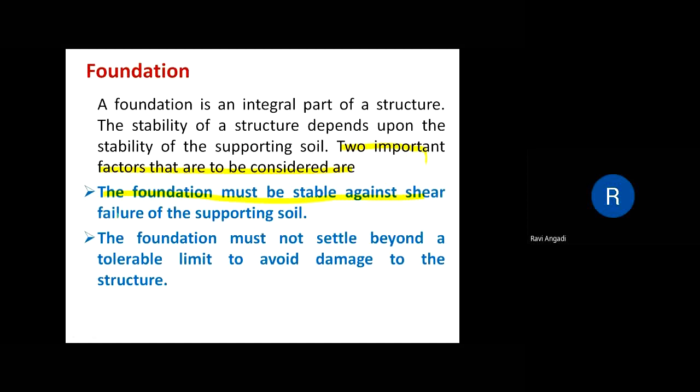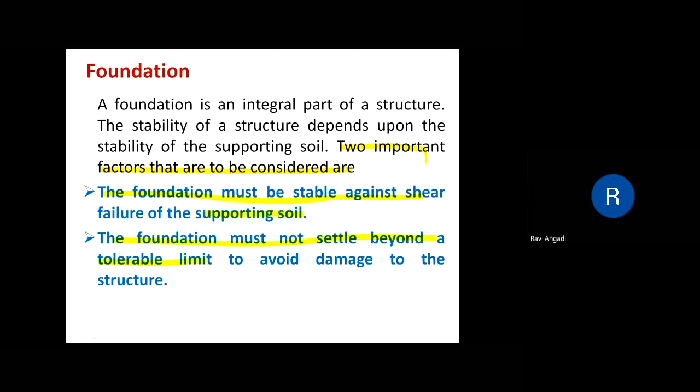Whatever foundation or footing you design, it should not fail by shear. That is, the foundation must be stable against a shear failure of the supporting soil. Then the second criterion is that the foundation must not settle beyond the tolerable limit. There is a limit to settlement. It should not cross that limit, to avoid damage to the structure. That is to be taken care of.